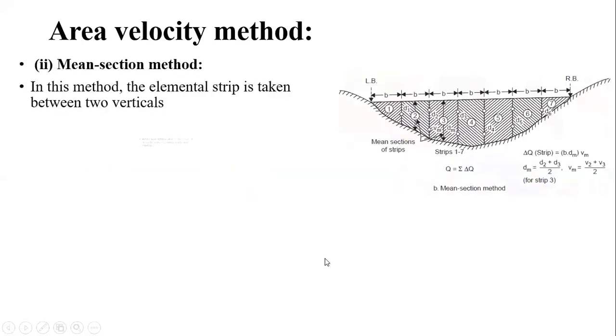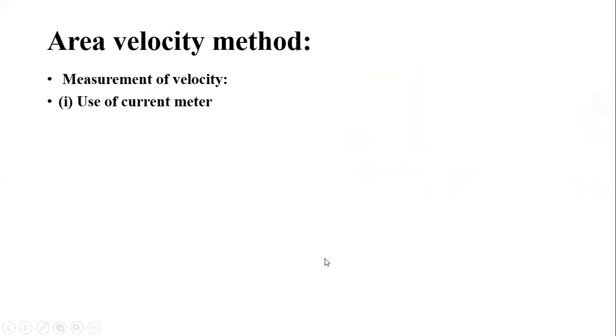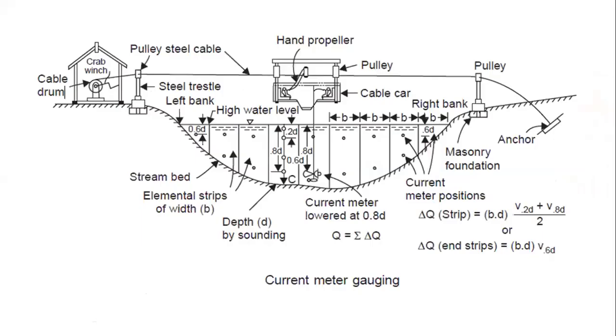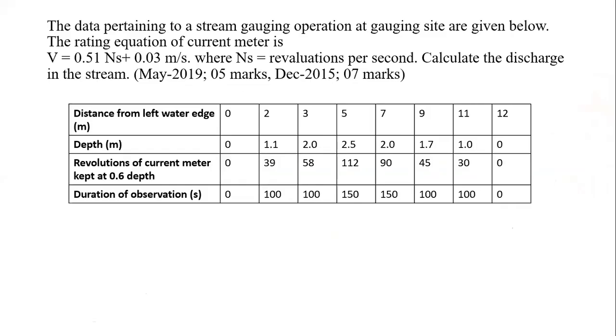Then we started with the examples also, and in that we took one example. We are going to repeat the same, so we will go for this example once again. The data pertaining to a stream gauging operation at a gauging site are given below. The rating equation of a current meter is V equals 0.51 ns plus 0.03 meter per second, where ns is the revolutions per second. It is asked to calculate the discharge in the stream.